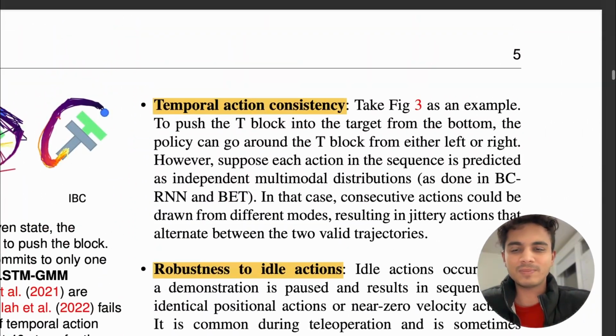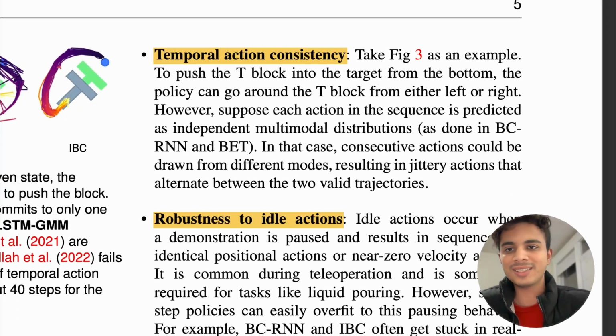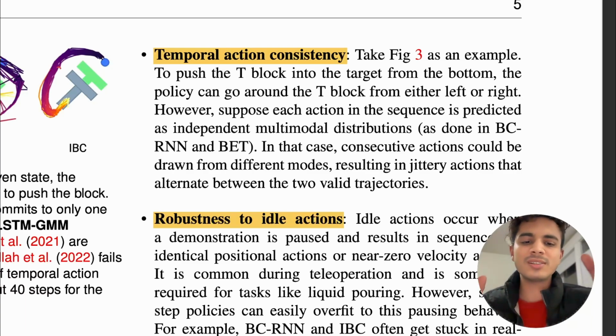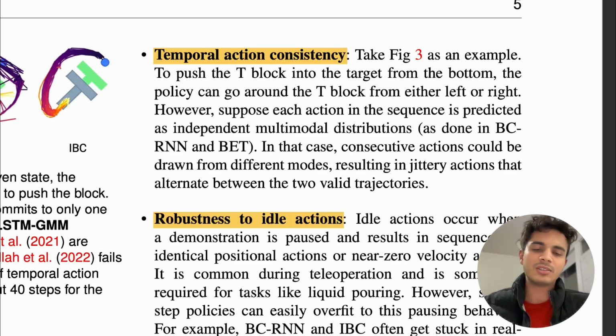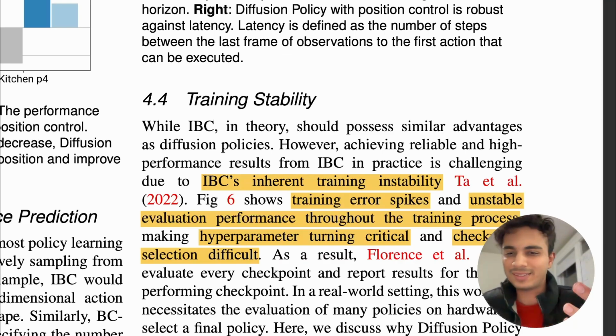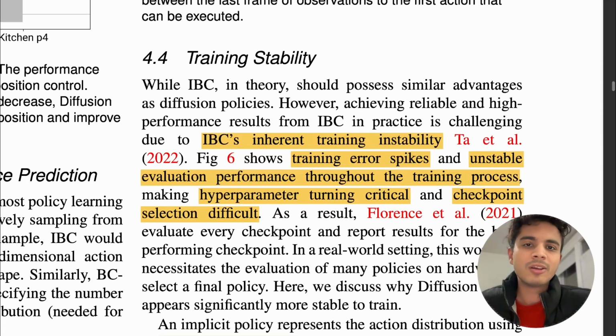Instead of a single action. And an important benefit is that we have temporal action consistency, which in simple words just means less jerky movements. Secondly, we have robustness to idle actions, which means that we can adjust to unexpected scenarios, the example that I gave you, and we can adapt and recover from those unexpected noises. So these are different aspects that we can look into.